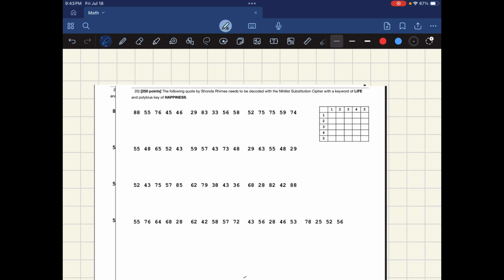All right, so this is our second worked out example of the nihilist substitution cipher decode. So we're given a decode nihilist cipher, and we're given a Polybius key of happiness and a keyword of life.